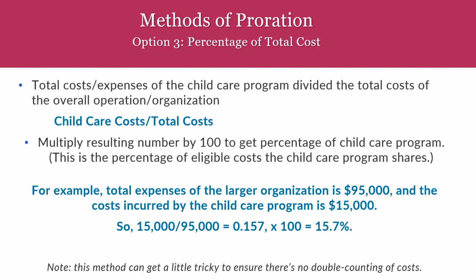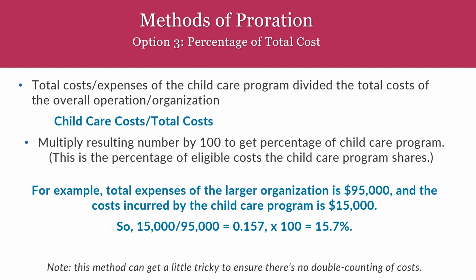You can also calculate your allocable expenses by figuring out what percentage of your total costs are spent on your child care program. This is similar to calculating the percentage of total revenue, except that instead of calculating money in, you are calculating the amount of money out. The first step is to figure out the cost of your entire operation. Include the cost attributed to your child care program in this figure. Next, figure out the total cost for your child care program.